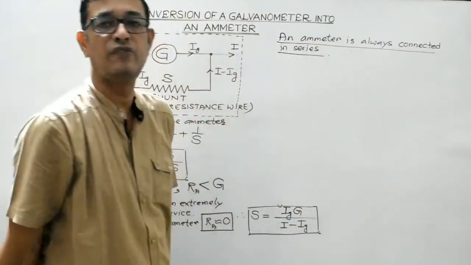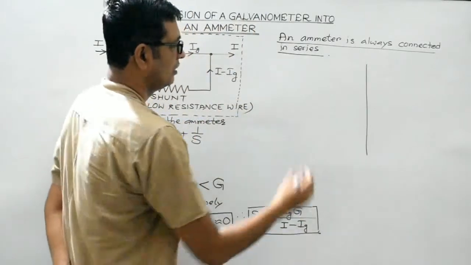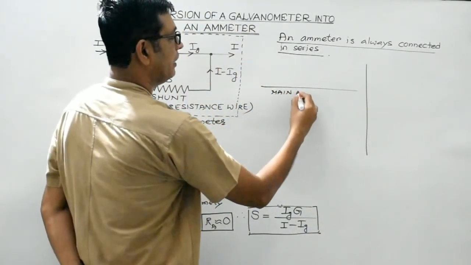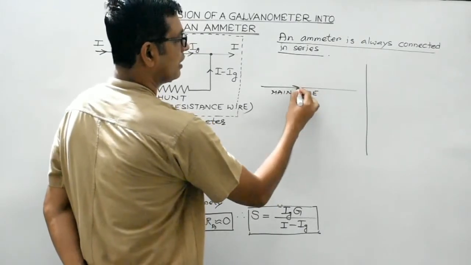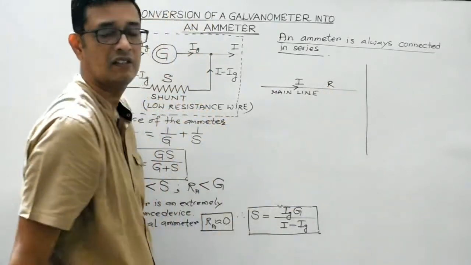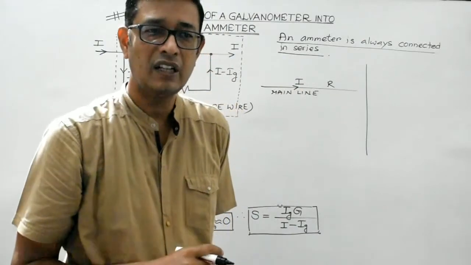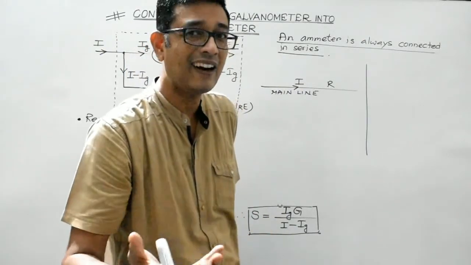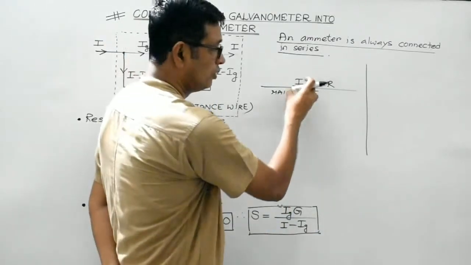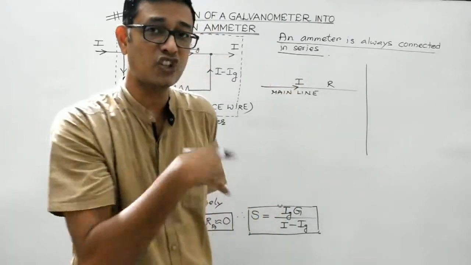We'll find out the reason for it, right? So, I'll explain the reason. Suppose this is the main circuit, this is the main line where current I is flowing, and the resistance is R. This main line is offering resistance, say R.